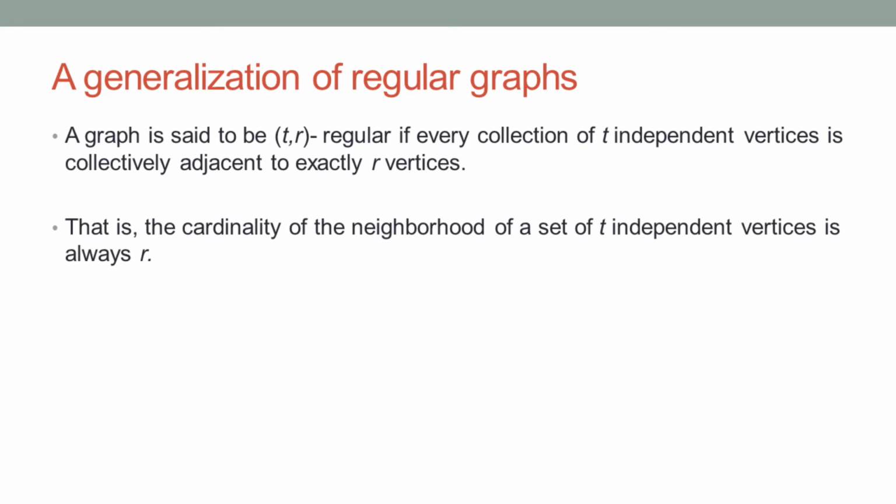So now let's generalize the idea of regular. A graph is said to be t-r regular if every collection of t independent vertices is collectively adjacent to exactly r vertices. That is, the cardinality of the neighborhood of a set of t independent vertices is always r.